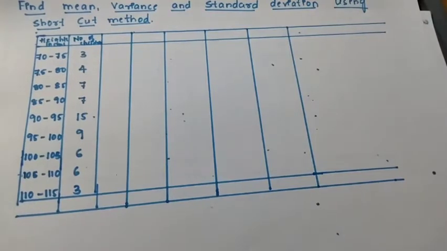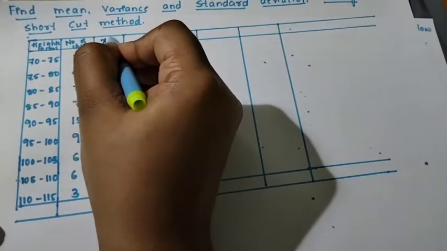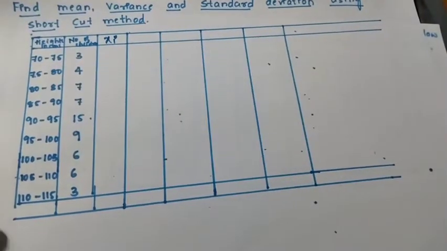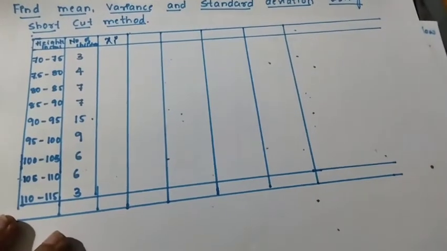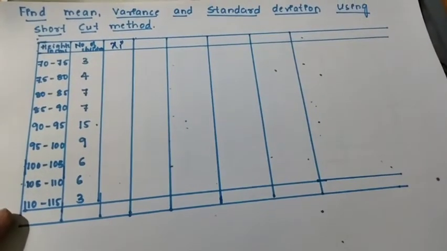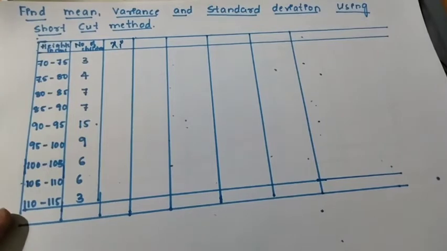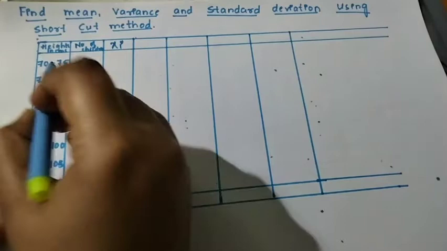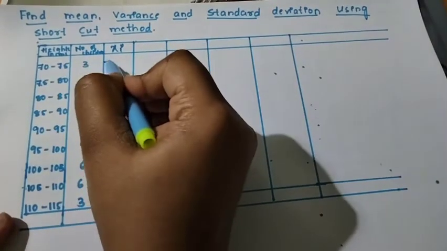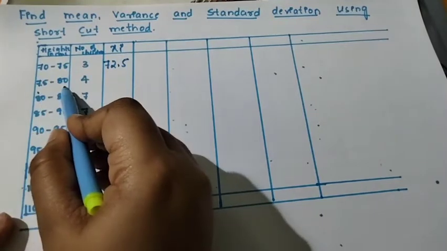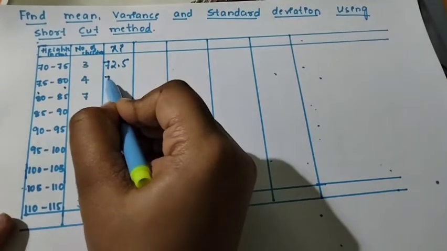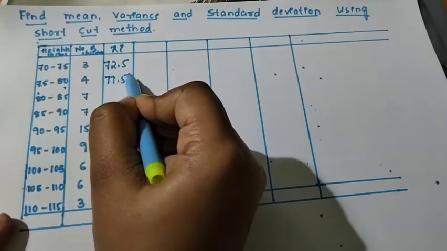The first step will be the same. You have to again find the column xi, which is nothing but the midpoint value of these two. So 70 plus 75 divided by 2: 70 plus 75 is 145, and 145 divided by 2 is equal to 72.5. Next, 75 plus 80 divided by 2 will be equal to 77.5.